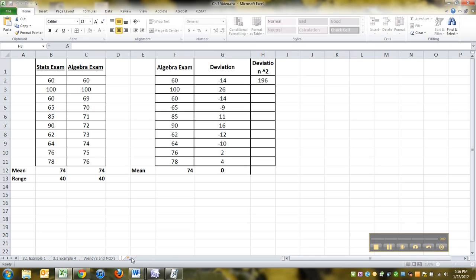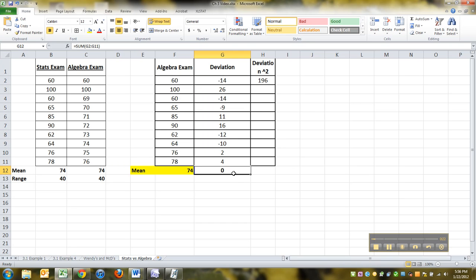Okay, we're back. Remember, we're trying to find a way to measure spread from the mean. The mean is 74, and we want to know how far up and down these values are from that mean. Okay, so we found the deviations, which seemed like a great idea because that measures how far everybody is from the mean.